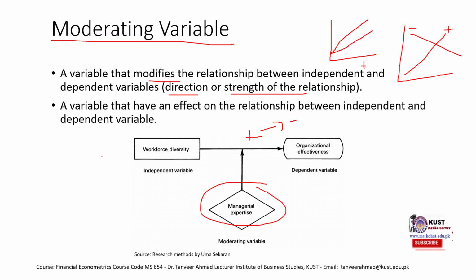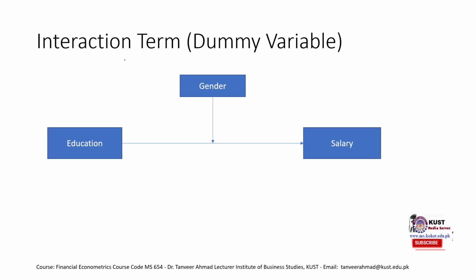Okay, so why do we need to understand this moderating variable? Remember, in case of interaction term, when we have a moderating variable, we would use this concept of interaction term. That is when specifically this moderating variable is a dummy variable. We can use it for a continuous variable, but in this lecture we are going to understand the case of a dummy variable.